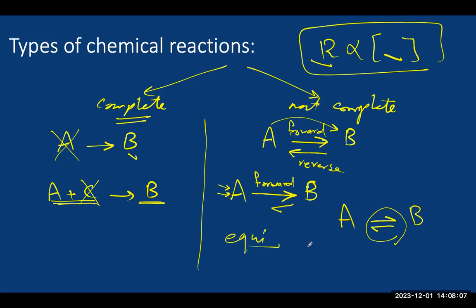This is called a dynamic equilibrium. Why can we call it a dynamic equilibrium? Because we have motion here. It's not an equilibrium where nothing happens; we have two reactions, two processes, happening inside the beaker.